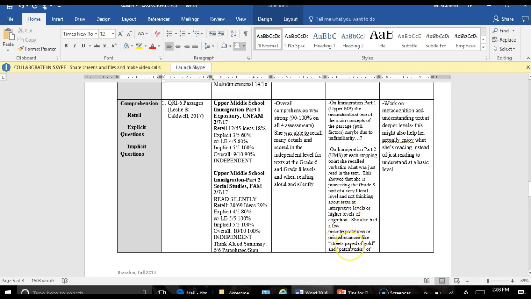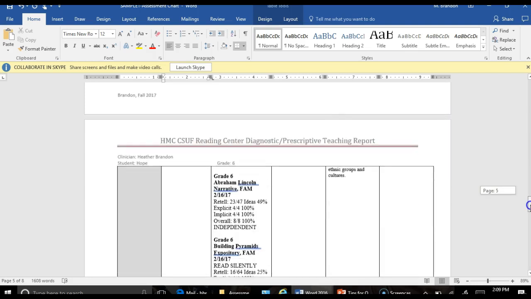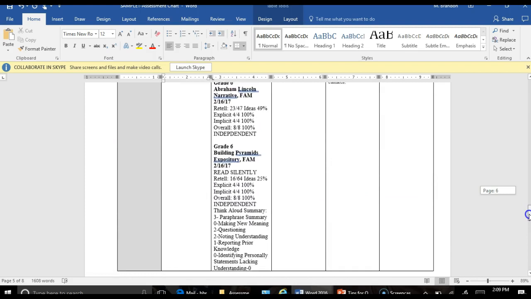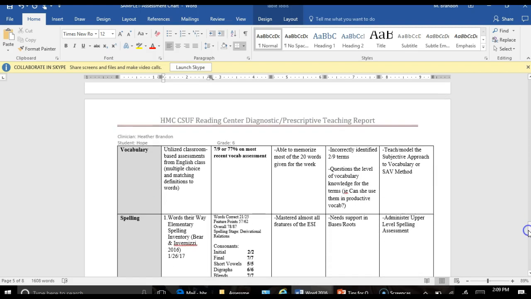She had a few misunderstandings of nuances like streets paved of gold and patchworks. Some of those metaphors were lost on her. So I kind of want to work on metacognition, I can't pronounce that, and getting her to read to a deeper level of understanding, because I think that might help her enjoyment of what she's reading. If she's just reading and trying to understand and not really making these connections or doing any of those things, that would bring more enjoyment.